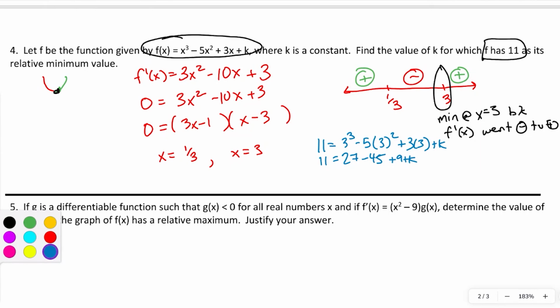Let's see, 27 plus 9 is going to be 36, and 36 minus 45 would be the opposite of 45 minus 36, so that's going to be negative 9. So we got 11 equals negative 9 plus k, and if I add 9 to both sides, I'm going to get 20 equals k. And there's your answer for number 4.